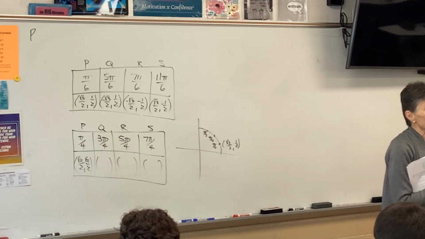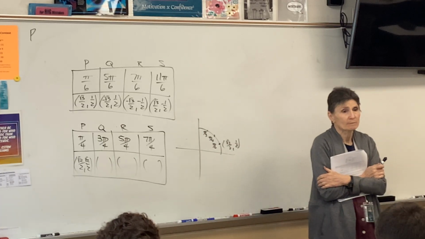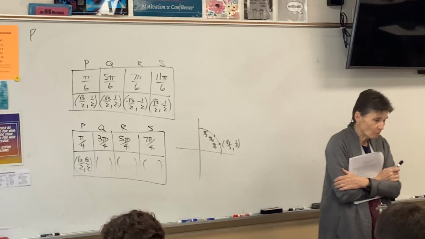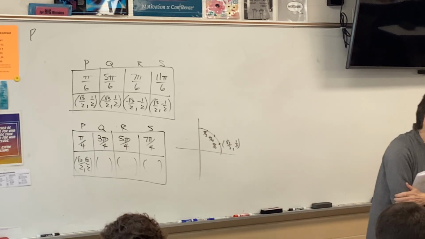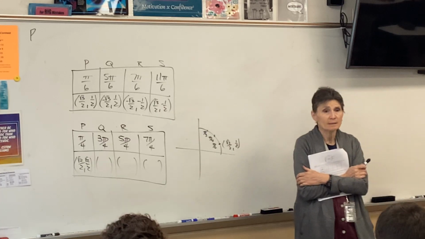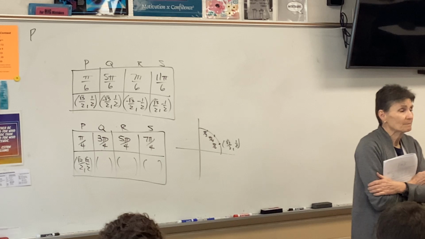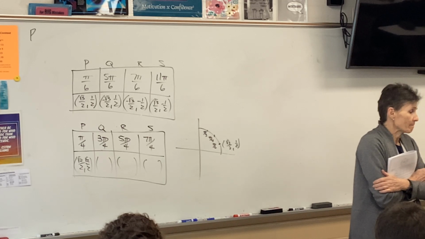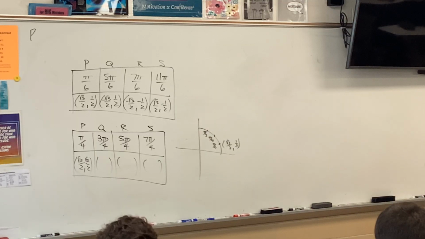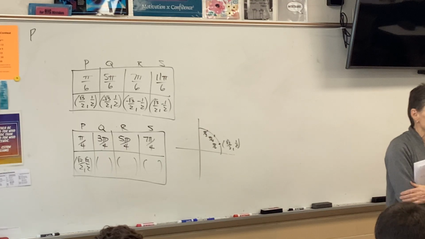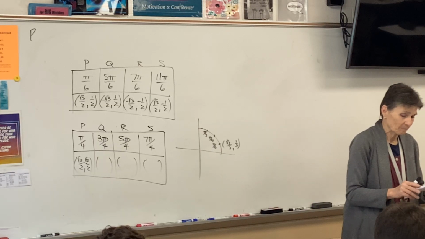What are your pi over 3 angles? We got pi over 3, 2 pi over 3, 4 pi over 3, and 5 pi over 3. And then the coordinates are going to be the same, 1/2 comma root 3 over 2. You just make the right ones negative, and that's all there is to it.